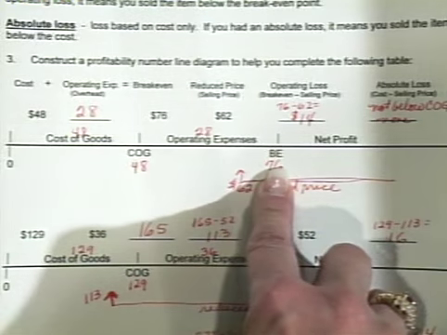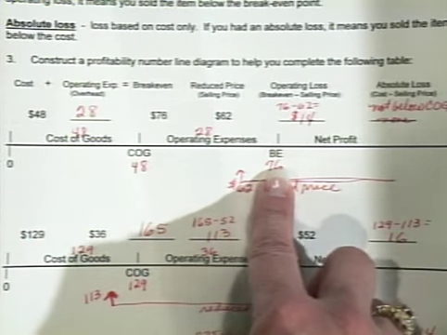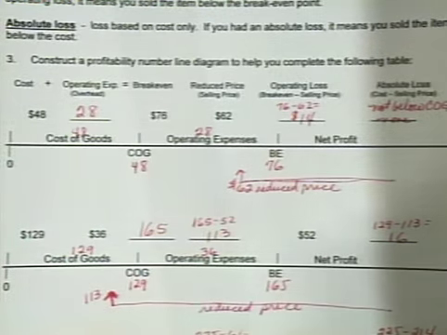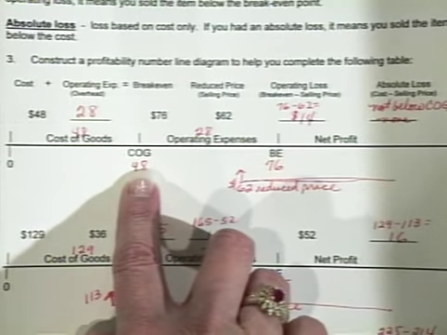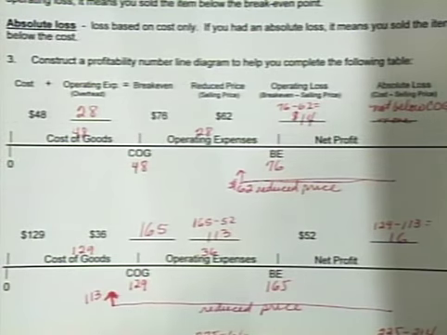Those two items were given. The question is, can I fill out the rest of this chart? You should be able to take the break-even, subtract the cost of goods, and come up with what was allowed for operating expenses. The difference between the 76 and the 48 would be operating expenses. $28, great.